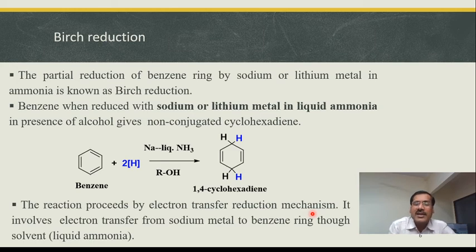A very unusual mechanism. Probably you have not studied this kind of mechanism up to your 10+2 level. So it involves electron transfer from sodium metal to benzene through a solvent which is liquid ammonia in this case. As I mentioned, what is happening? Transfer of electron from sodium to benzene ring through liquid ammonia. So liquid ammonia is acting as a medium to solvate the electron in this particular reaction. Now we'll try to understand the mechanism.